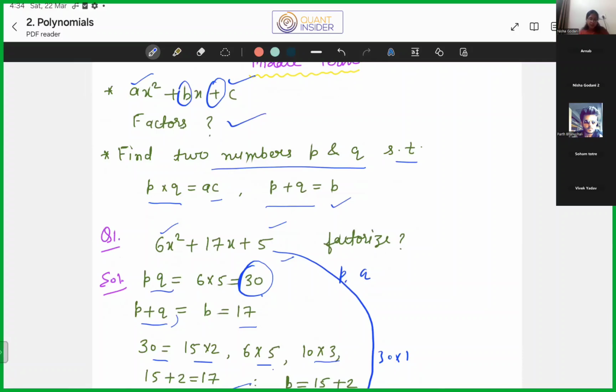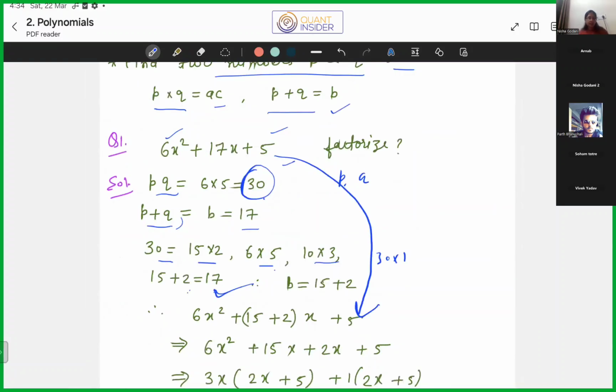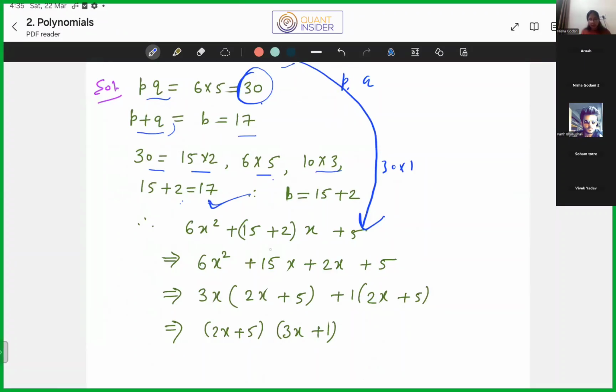So by taking 30, we have broken this 17 in such a way that the sum is 17 and the product is 30. So we have two terms, 15 and 2. 17 is written as 15 plus 2. Now multiplying by x, you have 15x here and another 2x.